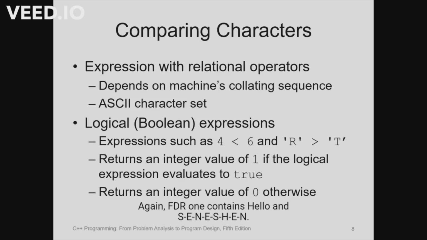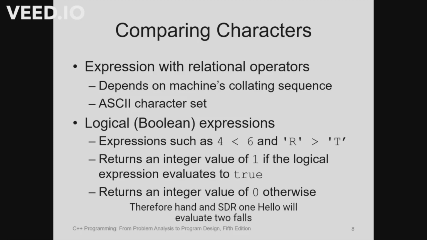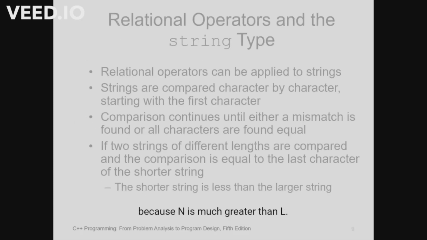Another expression here is str1 is greater than Hen. Again, str1 contains Hello, and the other string is Hen. Take note that the first two characters are the same: capital H for str1, and also capital H in Hen. The second character for Hello is E, and in Hen the second character is also E. But the third position of Hello contains the value of L, and the third position of Hen contains the value of N. So we're going to compare L and N. Therefore, str1 greater than Hen will evaluate to false because N is greater than L.